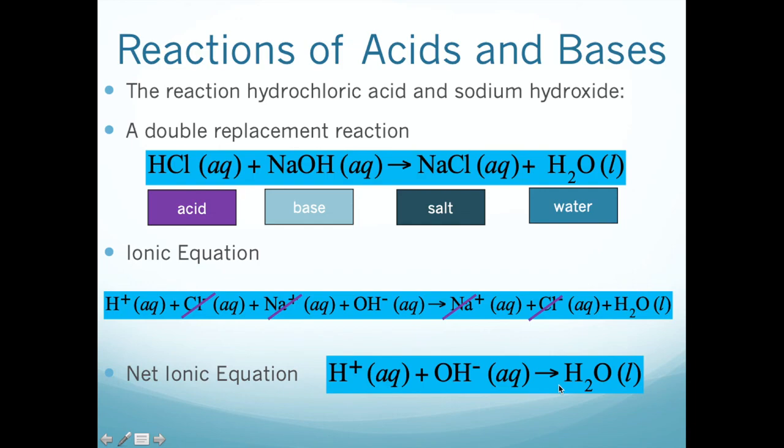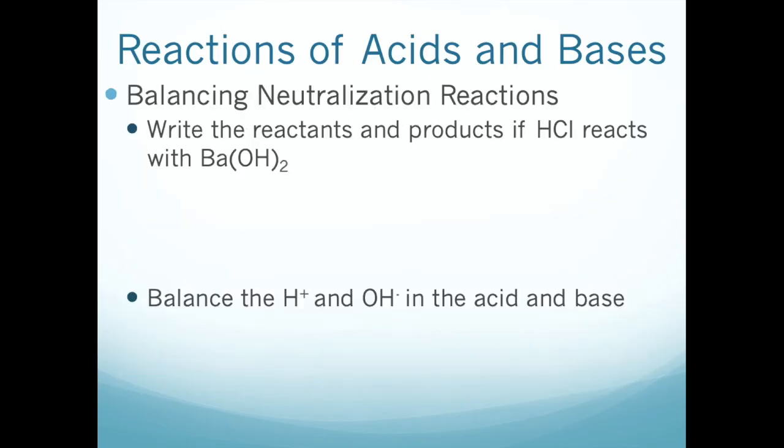The nice thing here is this makes it easy to balance these equations because you know that they have to react in that 1-to-1 ratio. So even if your acid or your base has more than one H plus or more than one hydroxide, you can then figure out how many you need of the other chemical to balance it out. So let's look at an example here. Let's say we want to balance out the neutralization reaction of HCl with barium hydroxide.